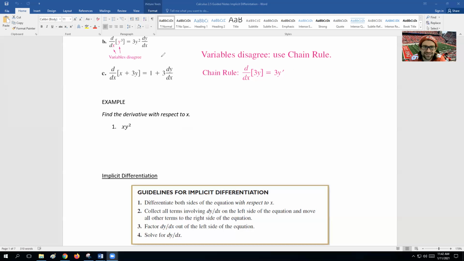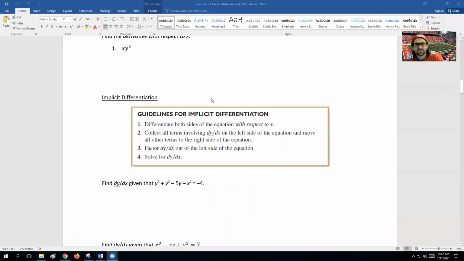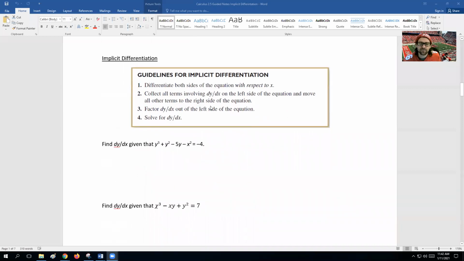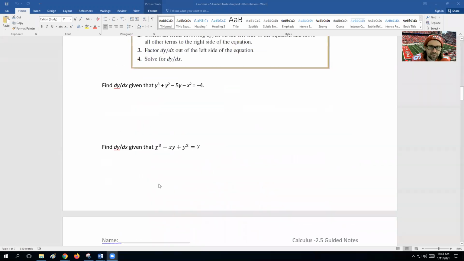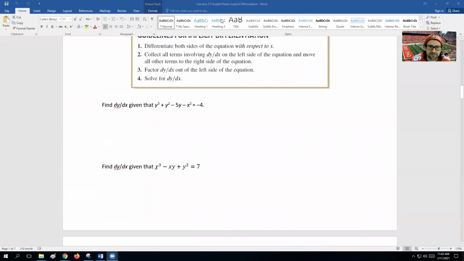So when it comes to basic rules with implicit differentiation, we're going to differentiate both sides with respect to x. And tomorrow we'll learn about different things with respect to t or something else. Then we're going to collect any term that has a dy/dx and put it on the left side. Anything that doesn't, we'll put on the right side. We'll factor out that dy/dx, and then we'll divide to solve for it. So we'll go through these two problems here, and we've got a couple more, and we'll just make sure we get the practice of this here.